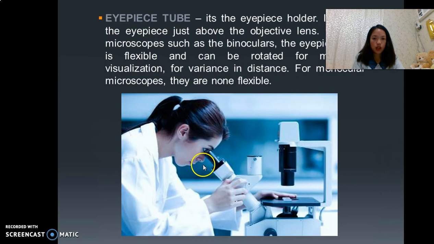So, ito yung eyepiece. Kung saan tinitignan, doon sisilipin natin kung ano yung nakikita, kung ano yung nasa loob ng ini-examine natin. Kunyari, plant cell nga, ganyan, microorganisms. So, next.